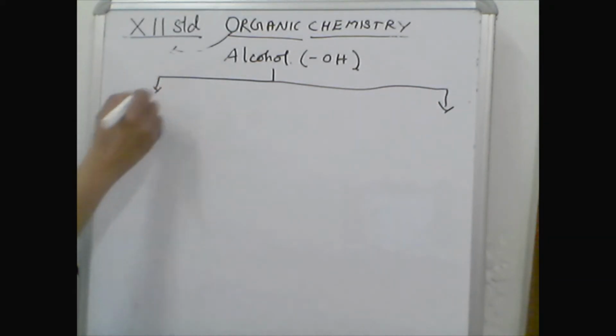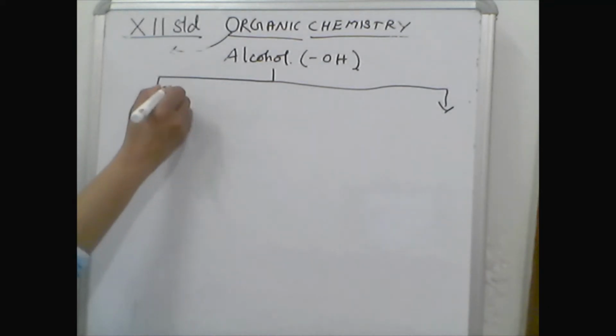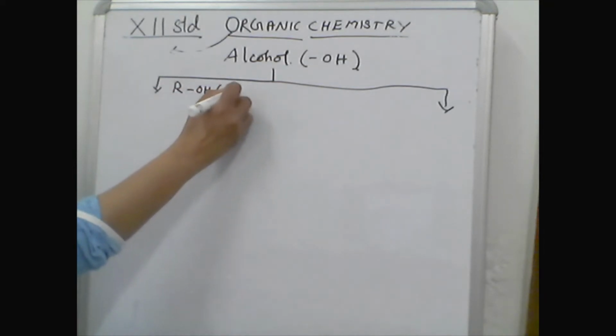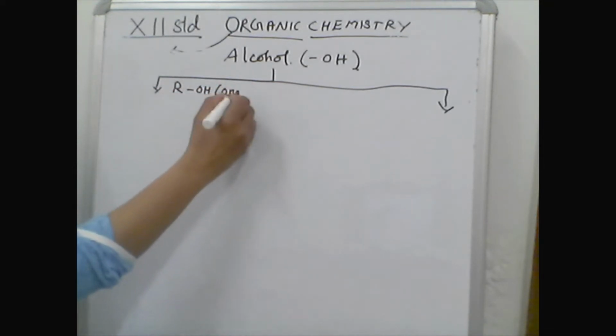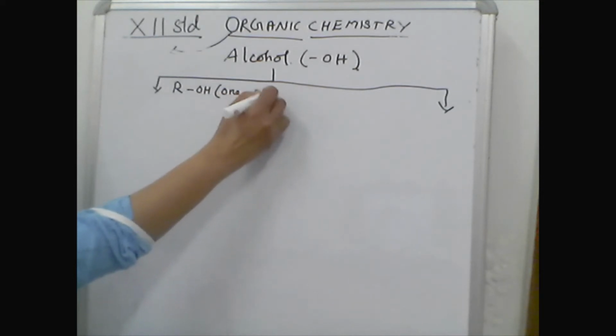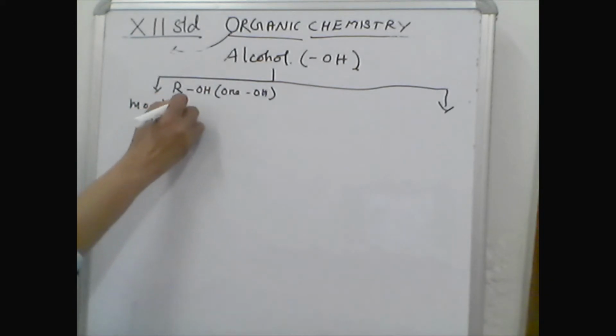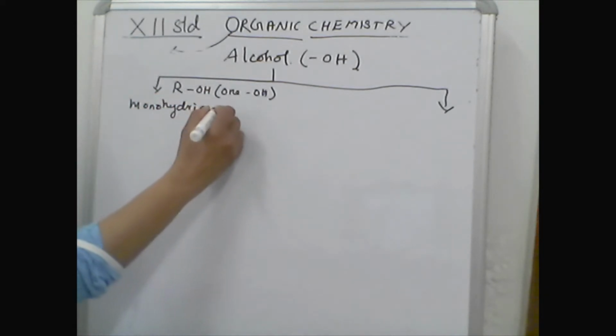Suppose your hydrocarbon, R, contains only one OH group. If only one OH is present in the hydrocarbon, we call it a monohydric alcohol.